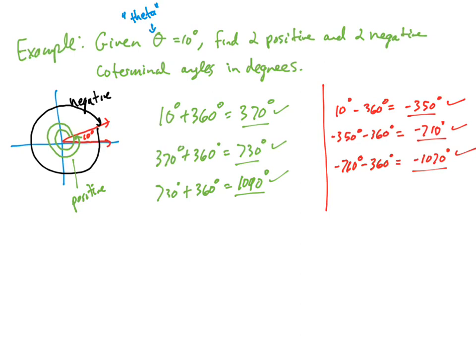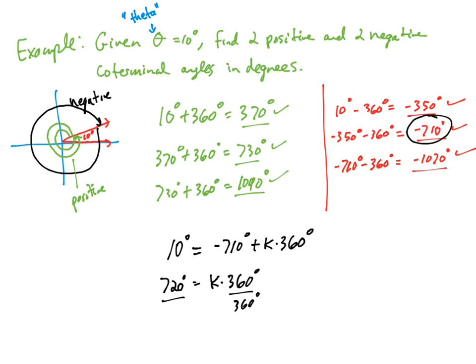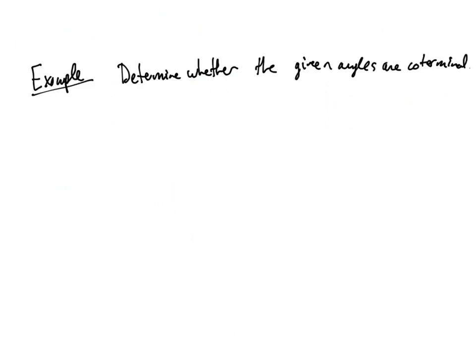And we could check to see if any of these angles are coterminal with 10. So let's just pick one of these angles. How about negative 710? So we would say, is 10 degrees equal to negative 710 degrees plus k times 360 degrees? We want to see if k comes out to be an integer. So add 710 to both sides, I get 720 degrees equal to k times 360. If I divide both sides by 360, I get k is equal to 2. Because 2 is an integer, a positive or negative whole number, that confirms that negative 710 is in fact coterminal with 10 degrees. You could do that with any of these angles, and every time k would come out to be an integer.